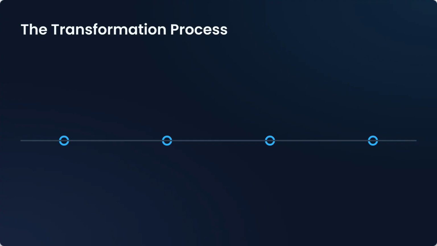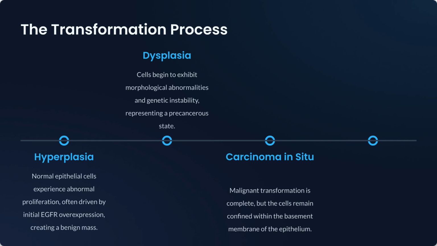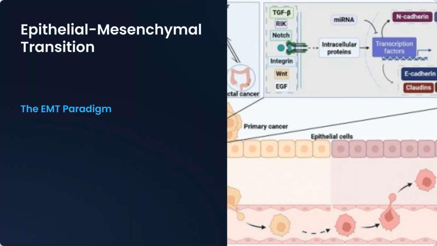The transformation process begins with hyperplasia, followed by dysplasia and carcinoma in situ. Finally, it progresses to invasive cancer driven by EMT and protease secretion. Epithelial mesenchymal transition, or EMT, is a critical step where cells lose adhesion and gain invasive properties.